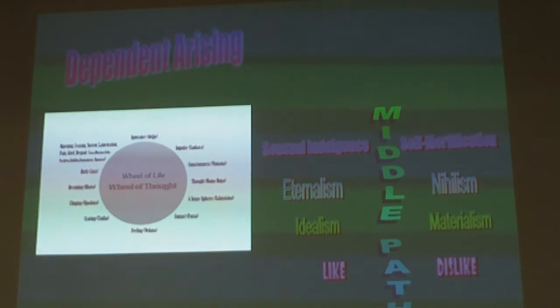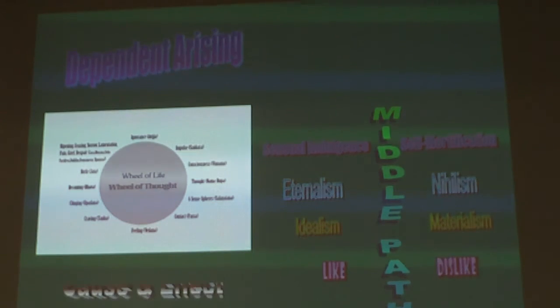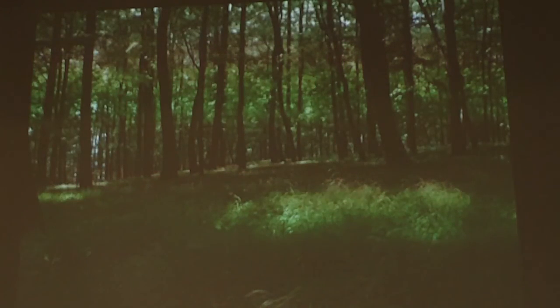So the middle path will tell you to avoid sensual indulgence or self-mortification, eternalism or nihilism, idealism or materialism. Give importance to both sides, but do not cling to either. Like or dislike. Everything is dependent arising, cause and effect, interdependence. Everything is impermanent, imperfect, and all phenomena are selfless in nature.